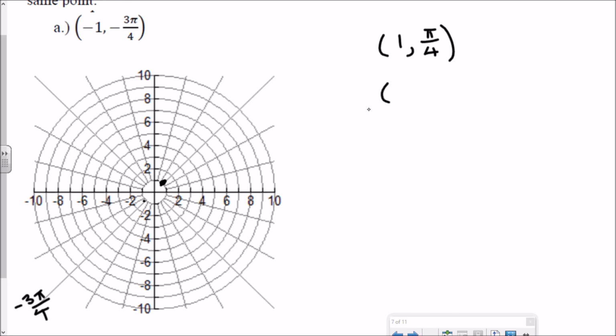Let's find another one. So instead of 1, pi over 4, I could go ahead and say that this is 1, 2, 3, 4, 5, 6, 7, 8, 9. So I could also call it 9 pi over 4. And there's lots of other options. There's infinite possibilities, but those are just two different ways to call it.